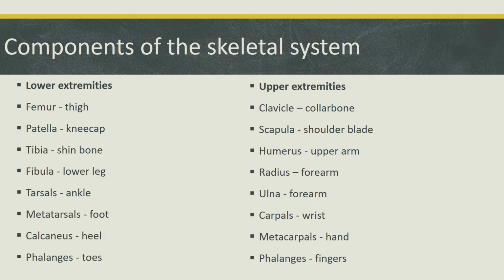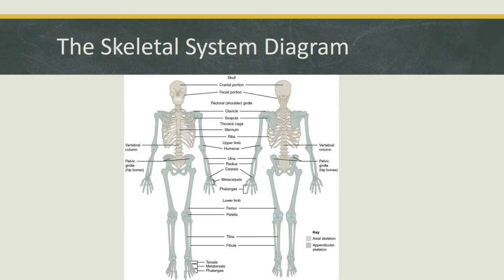calcaneus heel, phalanges toes. The upper extremities include clavicle or collarbone, scapula or shoulder blade, humerus upper arm, radius forearm, ulna forearm, carpals wrist, metacarpals hand, phalanges fingers. Skeletal system diagram.